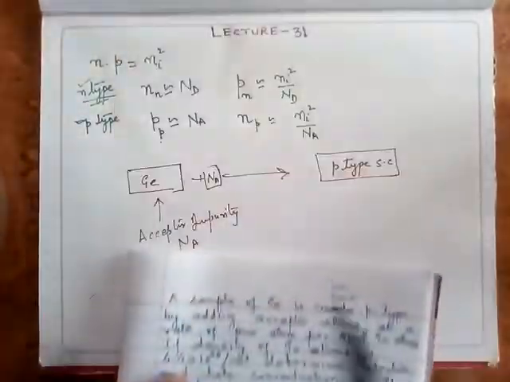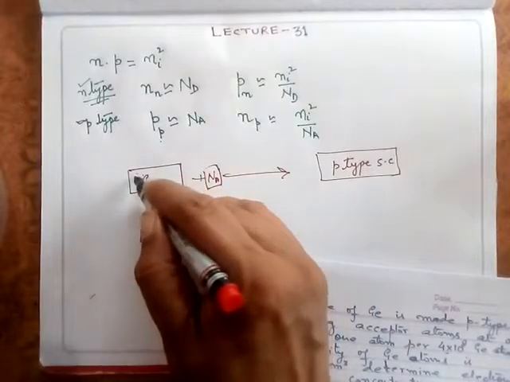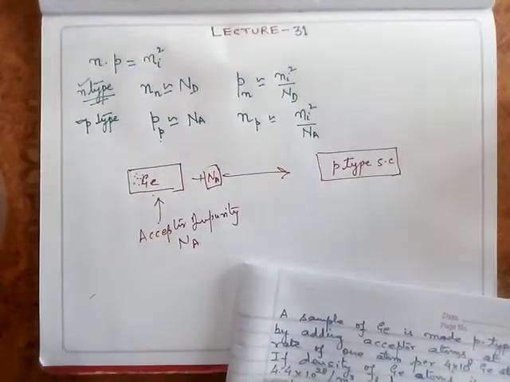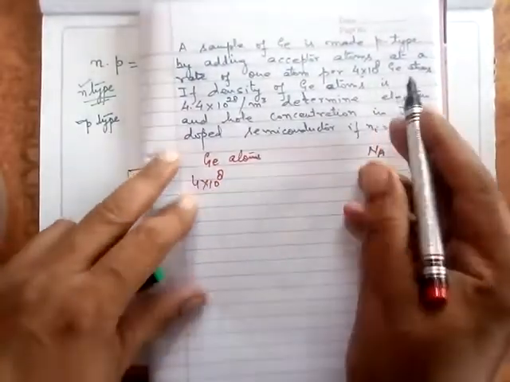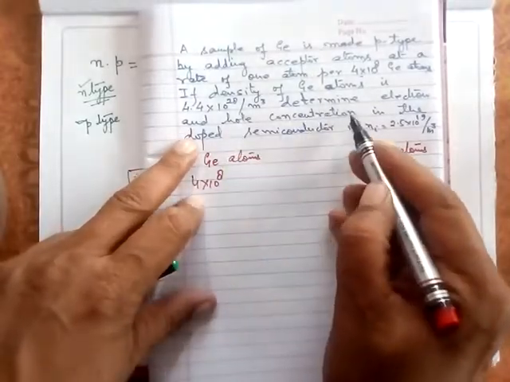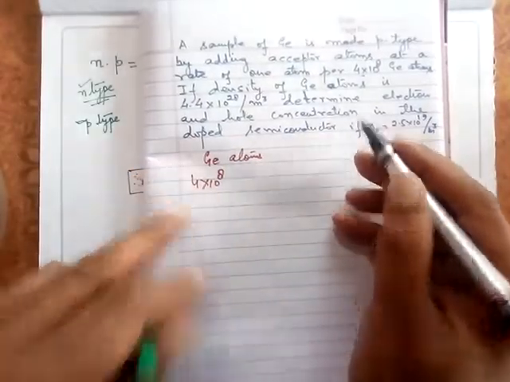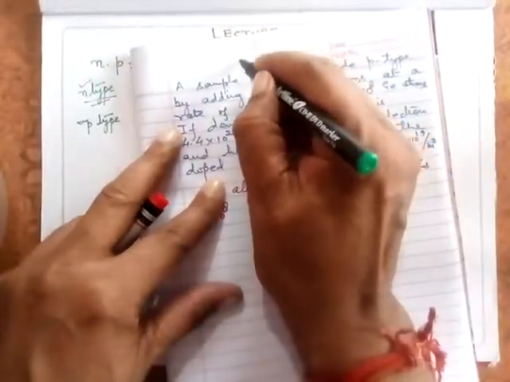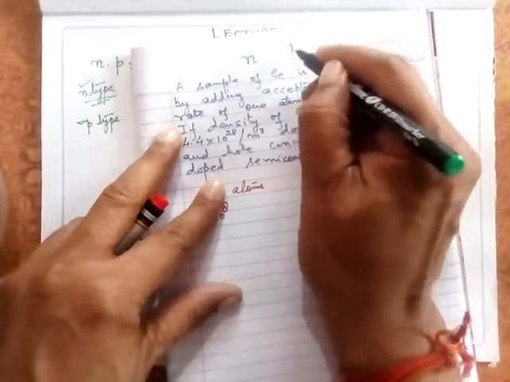This is what it wants to say, that when there are 4 into 10 to the power 8 germanium atoms, you add 1 atom of acceptor impurity. This is what it says. Now, determine the electron and hole concentration. So it is asked to find the value of electron concentration and hole concentration.